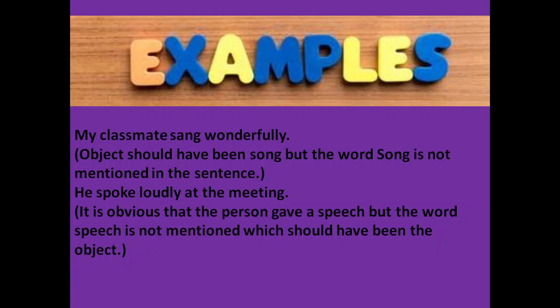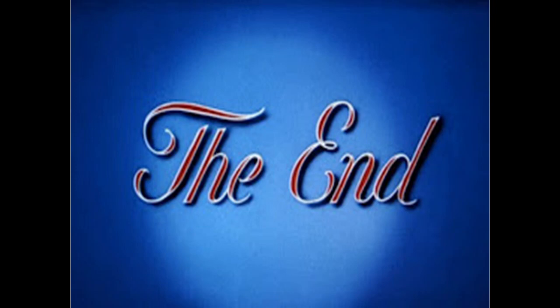Now, students, in this sentence, the object should have been song, but the word song is not mentioned in the sentence. It's absent over here. Take another example. He spoke loudly at the meeting. Now, it is obvious that the person gave a speech, but the word speech is not mentioned, students, which should have been the object, but it's absent over here.